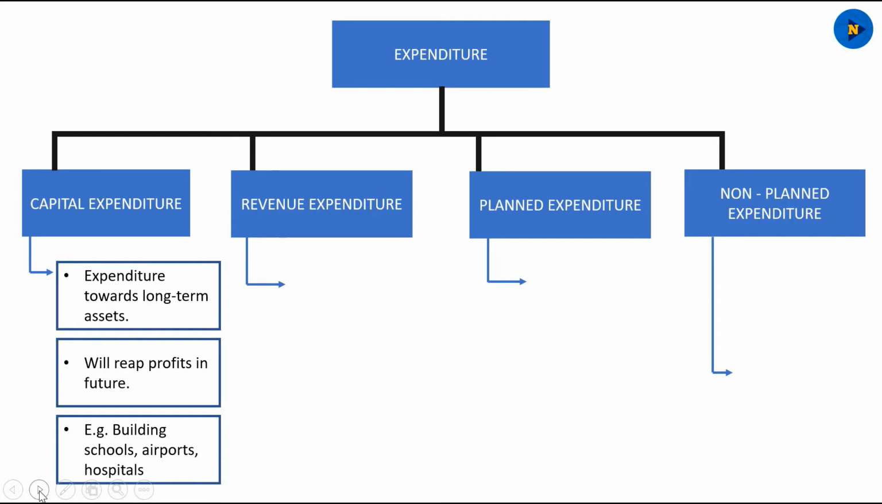So in the government perspective, they're thinking of the society as a whole. So they're building schools, airports, hospitals to increase the productivity, which will increase the GDP or economic growth in the future, and developing human resource in the children, which will again reap profits in the future. So all of this would come under capital expenditure.